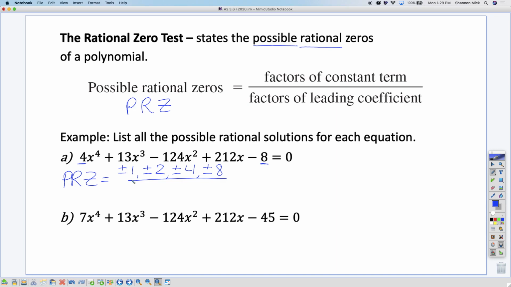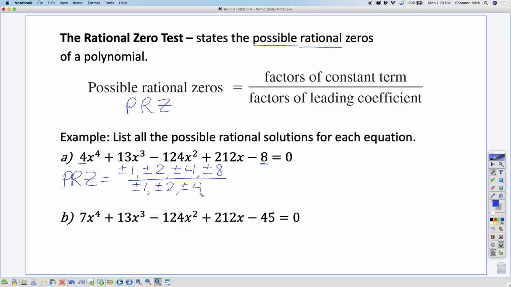Okay? What are the factors of 4? One. Two. And 4. Now, I will let you leave your factors like that, but yes, you do have to write plus and minus in front of all of them. The book makes you write them out. I'm going to show you.